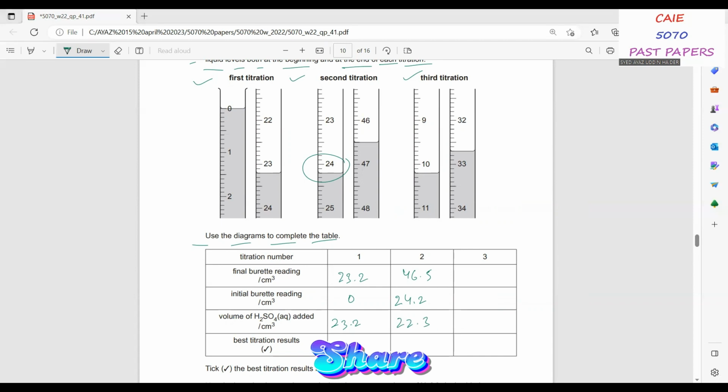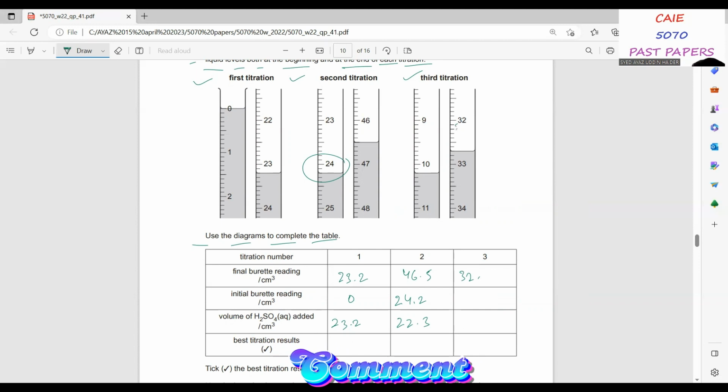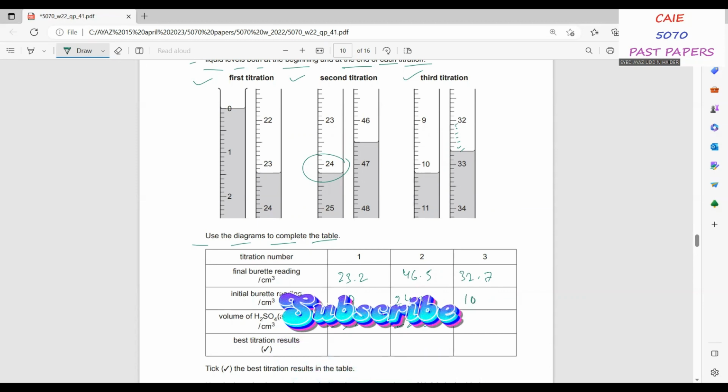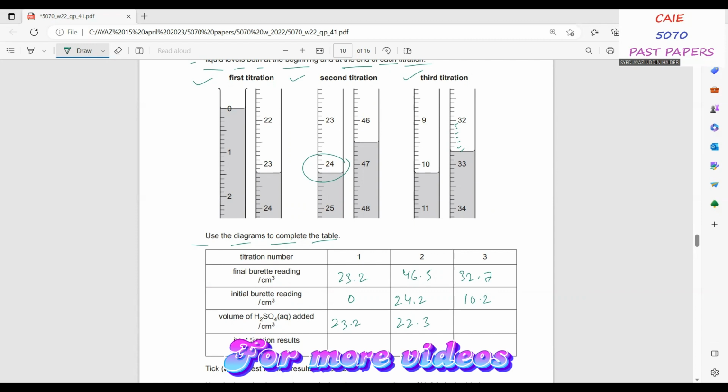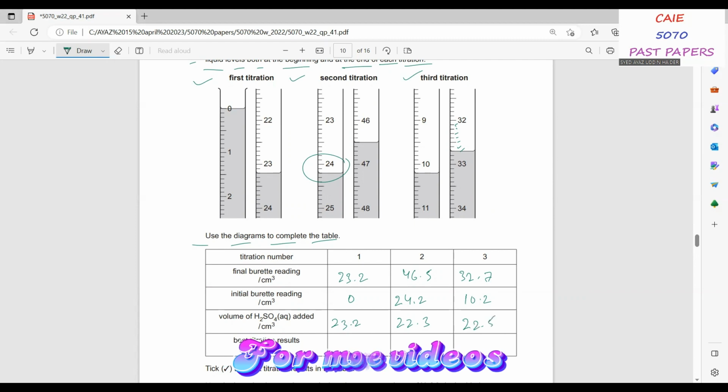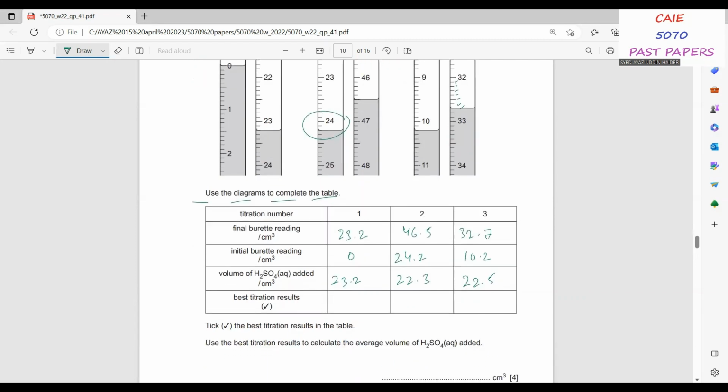For the third titration, the final burette reading will be 32.7. The initial reading will be 10.2. The difference will be 32.7 minus 10.2, 22.5. Now we have to select the best titration results.